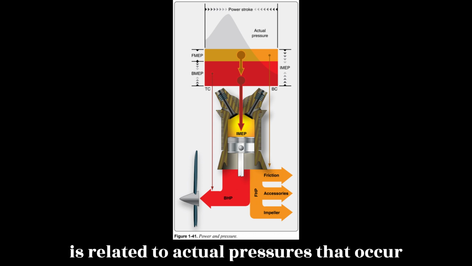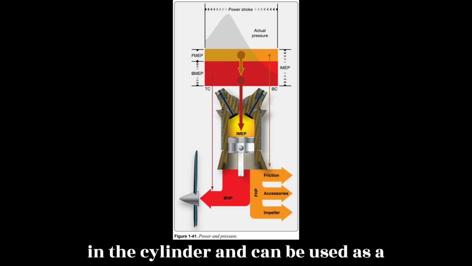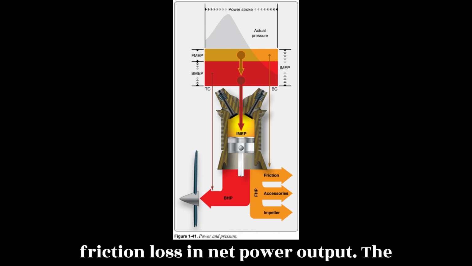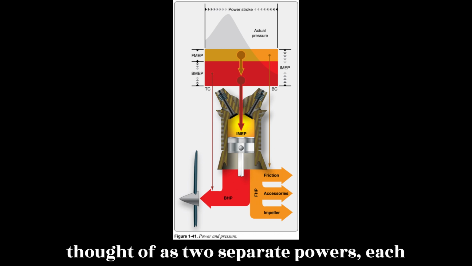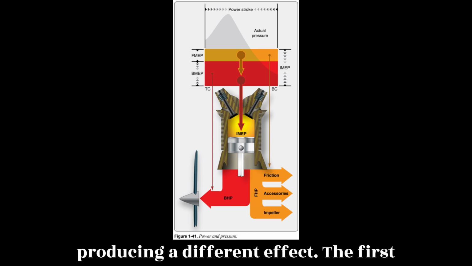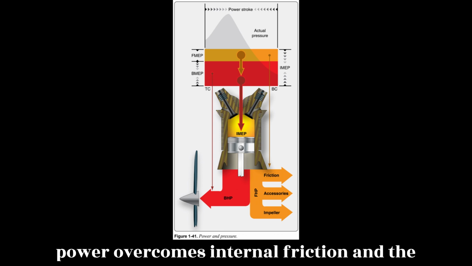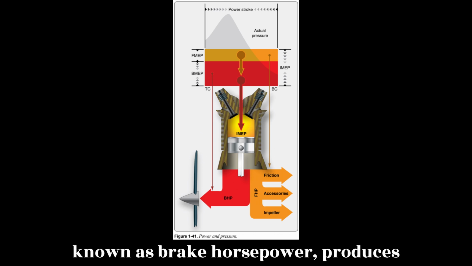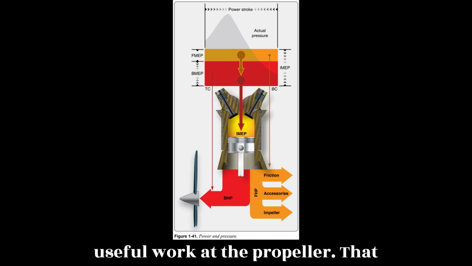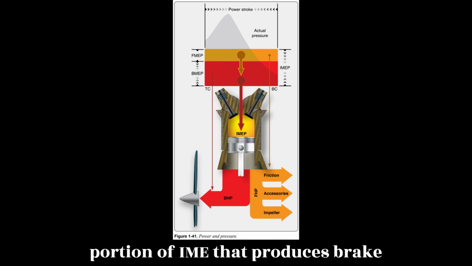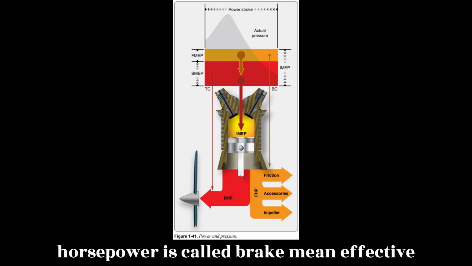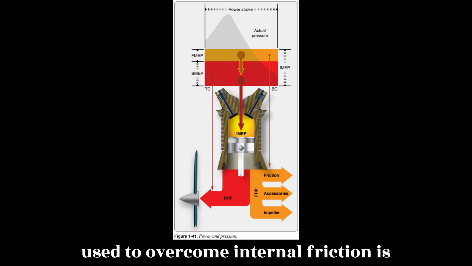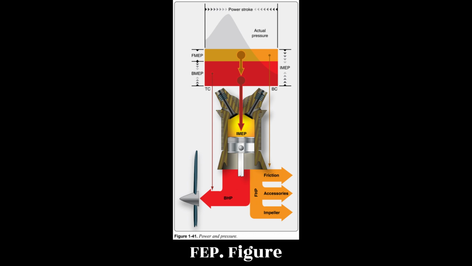However, it is related to actual pressures that occur in the cylinder and can be used as a measure of these pressures. To compute the friction loss and net power output, the indicated horsepower of a cylinder may be thought of as two separate powers, each producing a different effect. The first power overcomes internal friction, and the horsepower thus consumed is known as friction horsepower. The second power, known as brake horsepower, produces useful work at the propeller. That portion of IMEP that produces brake horsepower is called brake mean effective pressure, BMEP. The remaining pressure used to overcome internal friction is called friction mean effective pressure, FMEP.